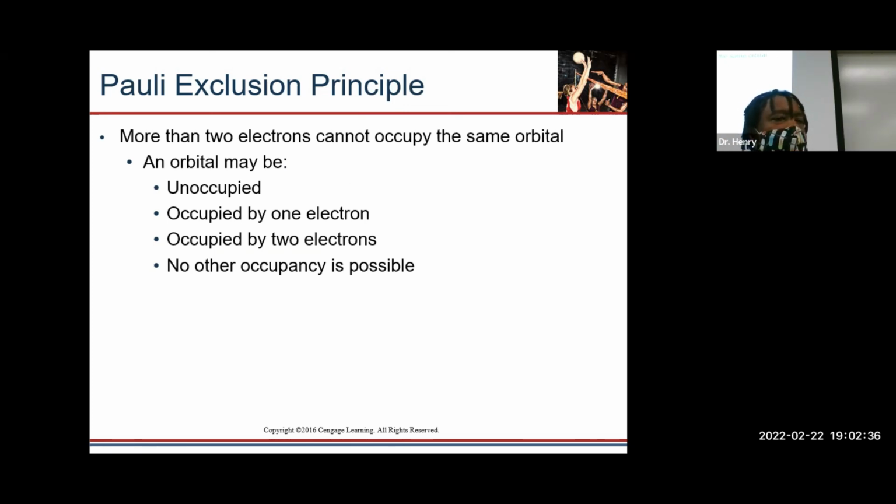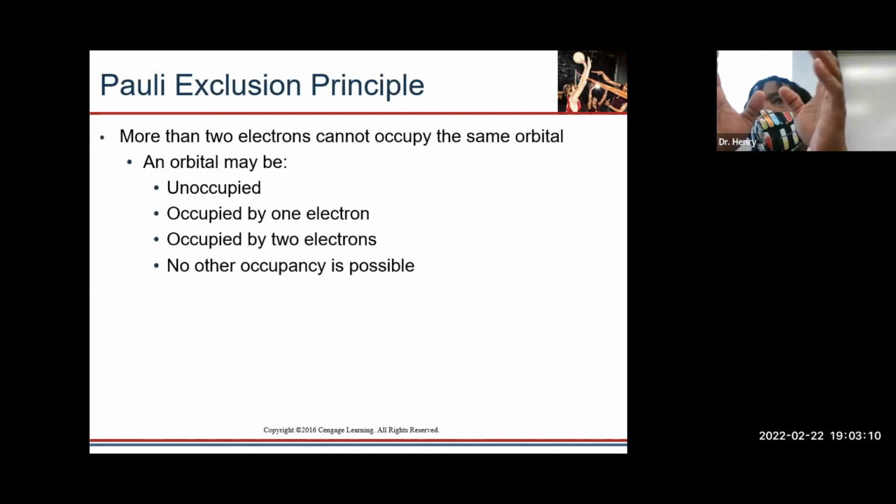So we have the Pauli exclusion principle. The Pauli exclusion principle is pretty simple. It says that in an orbital, you can have at most 2 electrons. You could either have 2 electrons, you could have 1 electron, or you could have no electrons. You can't have more than that. Okay. That's pretty much what it says. Yeah, you could have 2 or less.